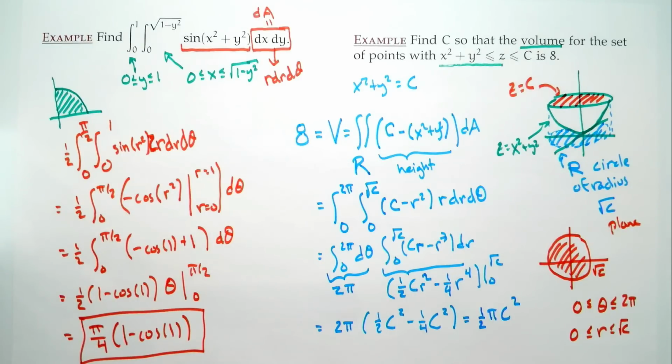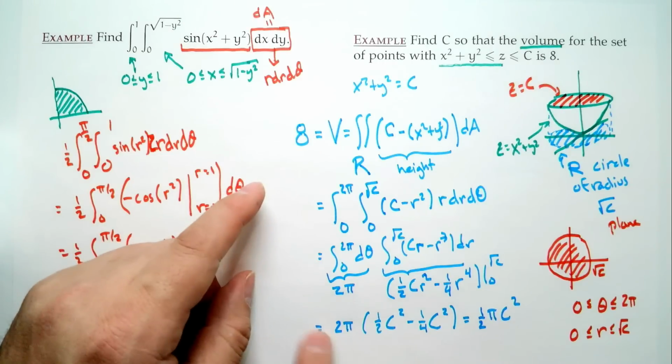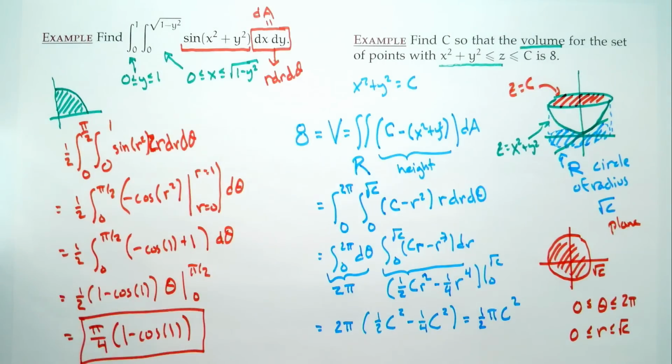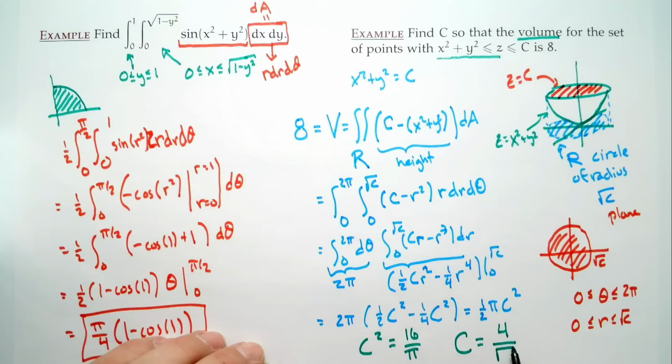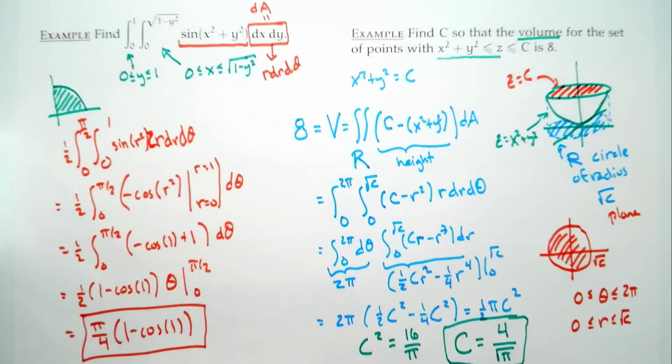Now, what do we need? We need 1/2 pi times c squared to equal 8, because just follow the equal signs. So, rounding the corner, we see the end in sight. Move the 1/2 pi across, c squared has to equal 16 over pi. And so, take the square root, c is equal to 4 over square root of pi. And we're done.